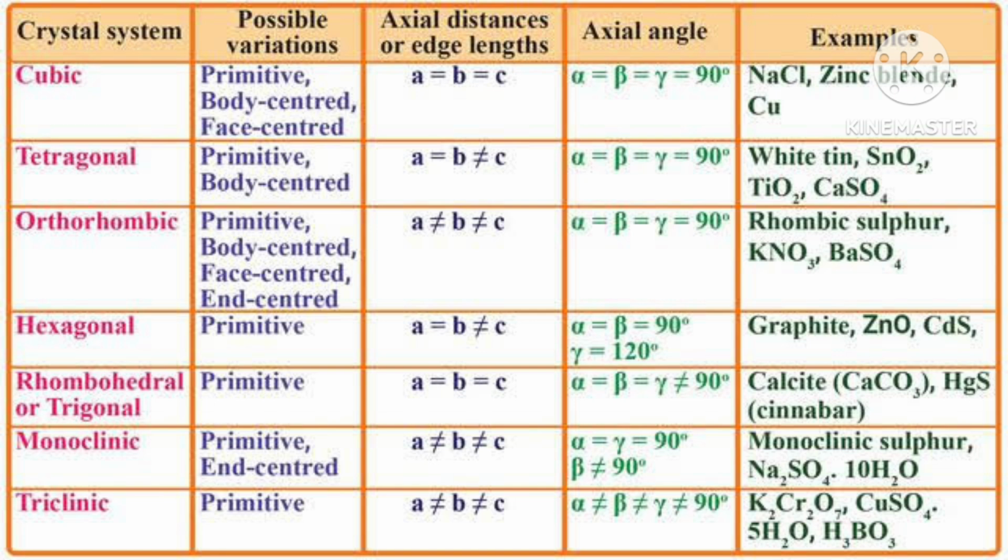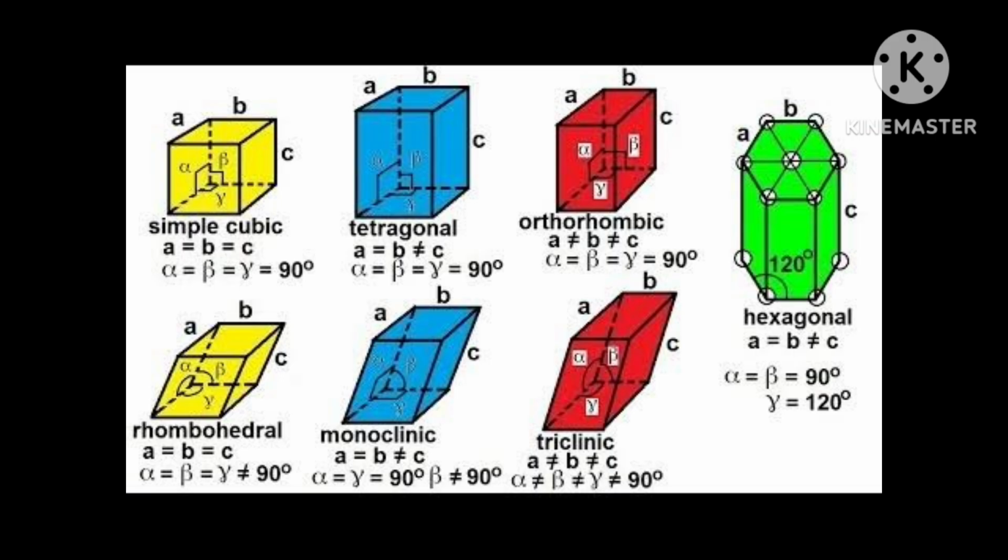Then I have told you about five structures. Now I am telling you about the sixth crystal system, that is the monoclinic. Monoclinic, two possibilities. First is primitive, which is common everywhere. Primitive.